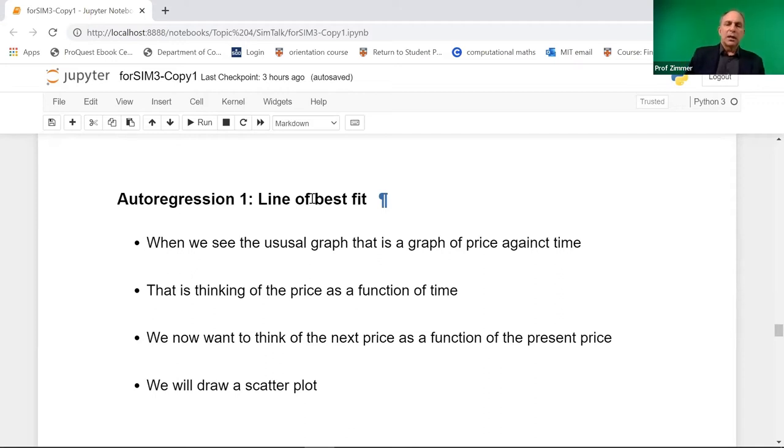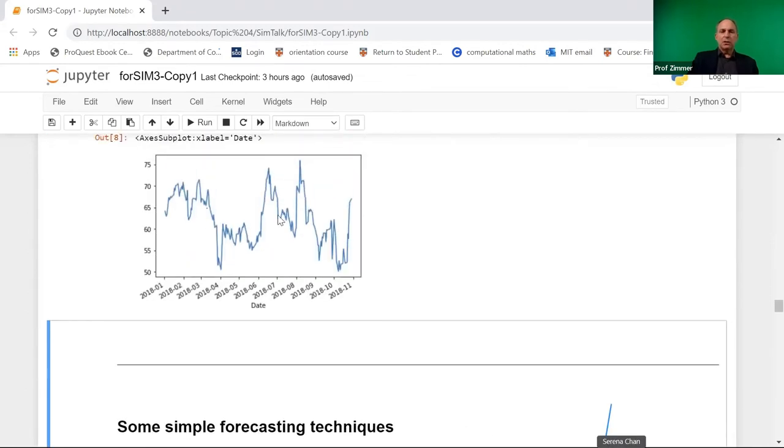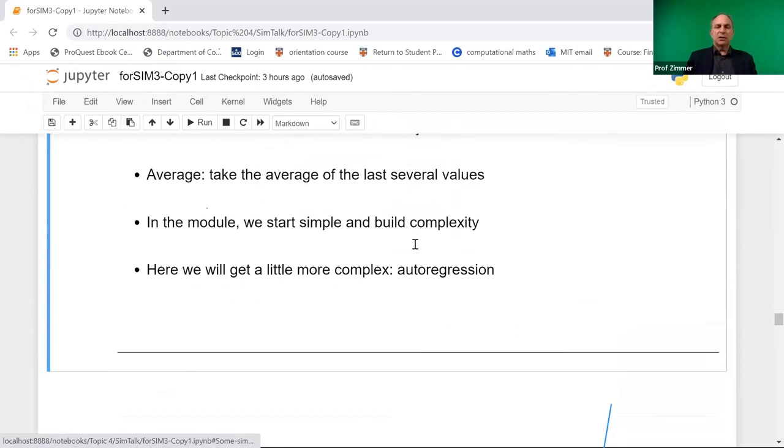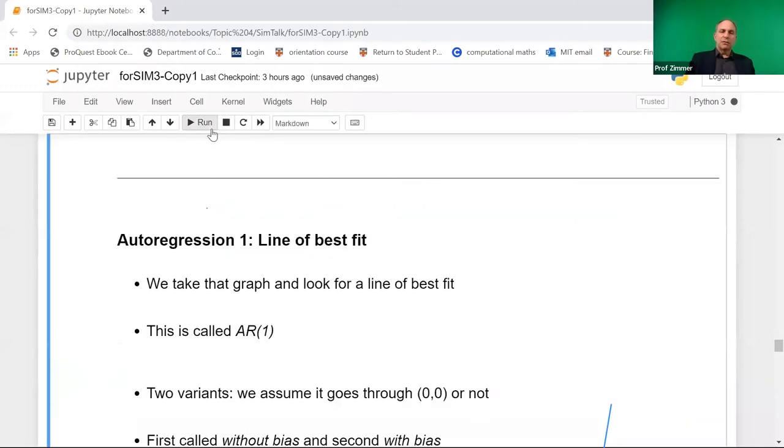Okay, so the idea here is we're going to take seriously the dictum from T.S. Eliot, that time future is contained in time past. So I'm going to think of what I'm forecasting as some function of the times that have come already. If I look at this picture that we've already seen, this is the price as a function of the date. This is a graph of a function against time. We're going to move a little beyond that, and draw something different, where I think about the future as a function of the past.